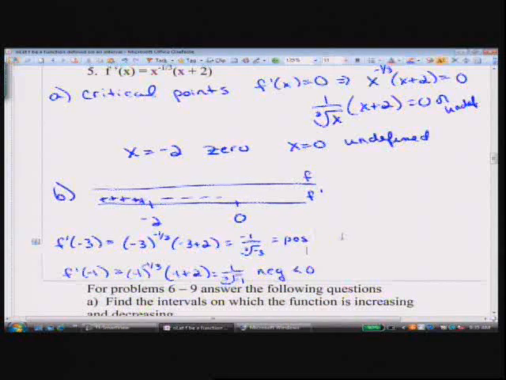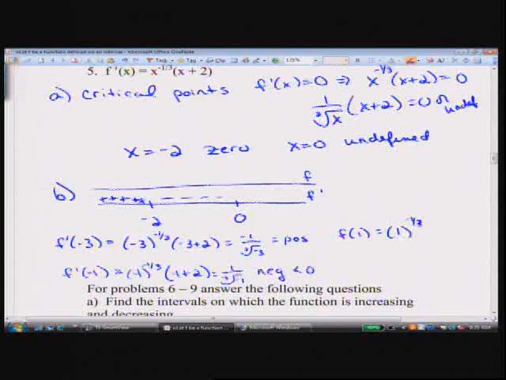And now if I do f at 1, it makes more sense to do f at 1 now, because that's a number greater than 0. And so that's going to be 1 to the negative 1/3 times 1 plus 2, which is clearly positive. So what can we say about f? Well, we can say that f is increasing. And then between negative 2 and 0, it's decreasing. And then how about from 0 to infinity? What would y'all say? Increasing.